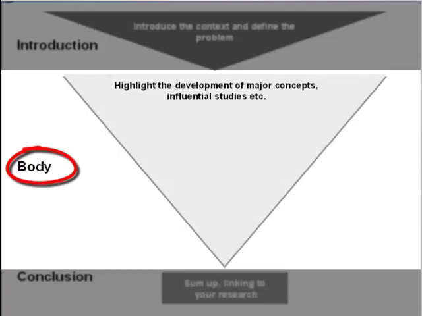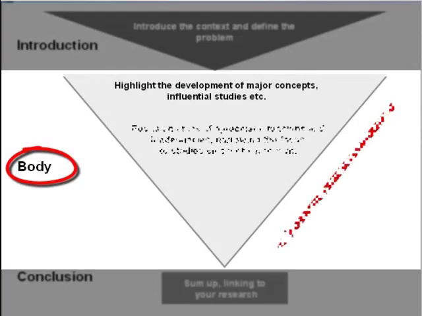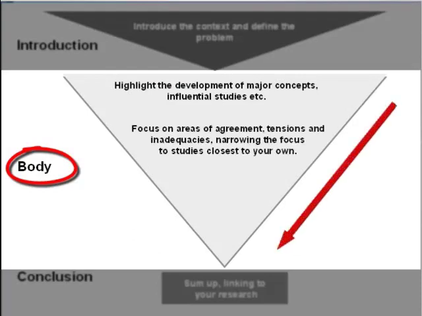The body of a lit review often begins by highlighting the major concepts and influential studies. We also need to look for areas of agreement, tensions, inadequacies and controversy, grouping together authors who say similar things and constructing debate with others who disagree. It's usual to gradually narrow the focus to studies closest to your own towards the end until you identify the gap or space where your own research fits.